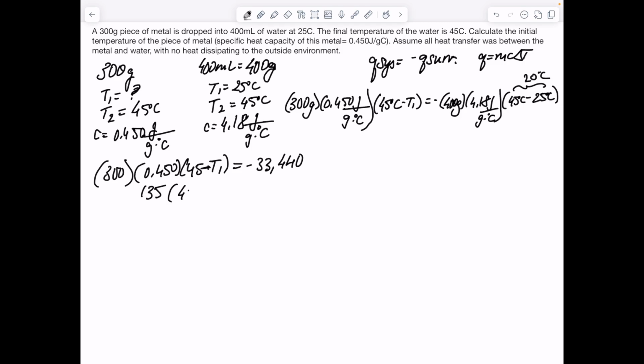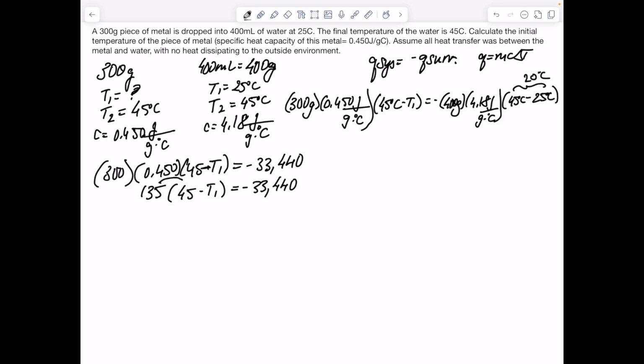135 times (45 minus T1) equals 33,440. Remember, this T1 is the initial temperature of the metal because you need delta T on both sides. It's Q equals mc delta T of the system, the metal, and Q equals mc delta T of the surroundings, the water, just so that we're all on the same page.